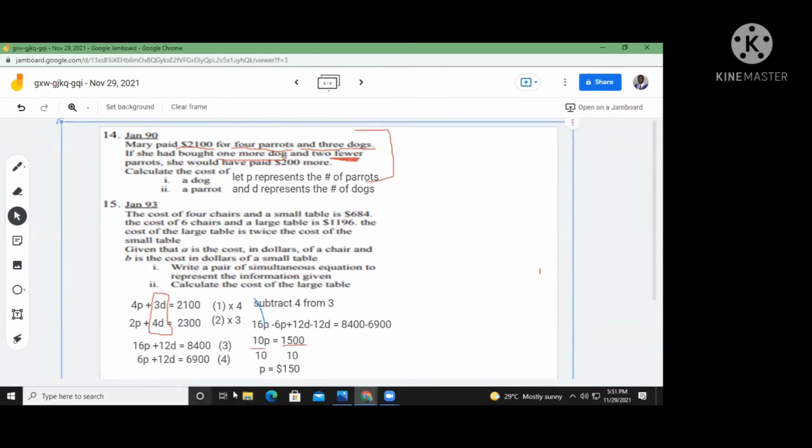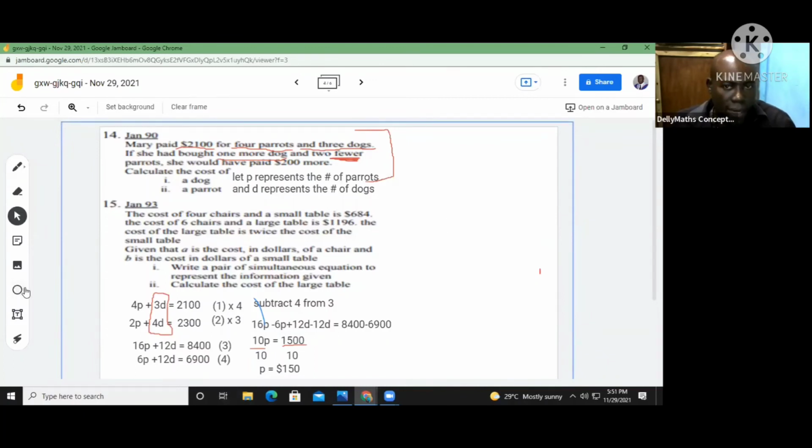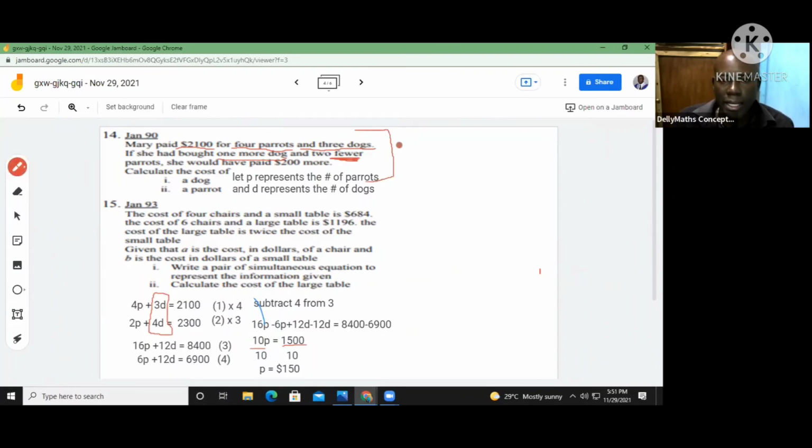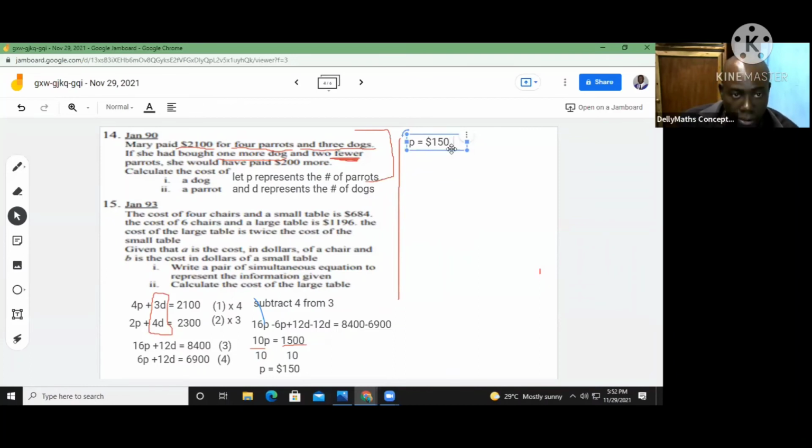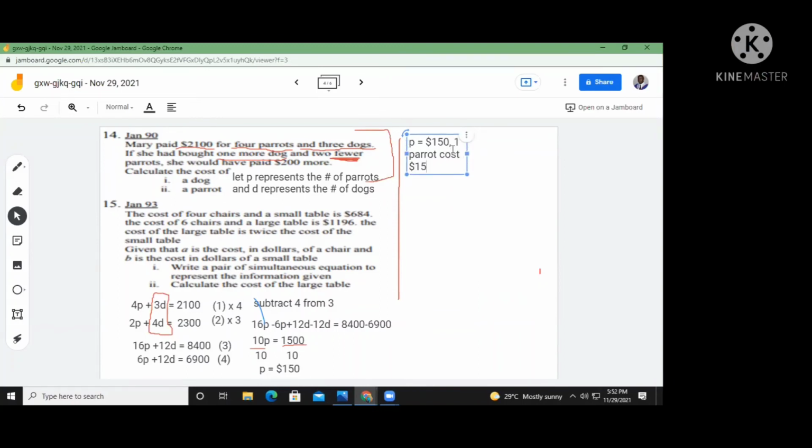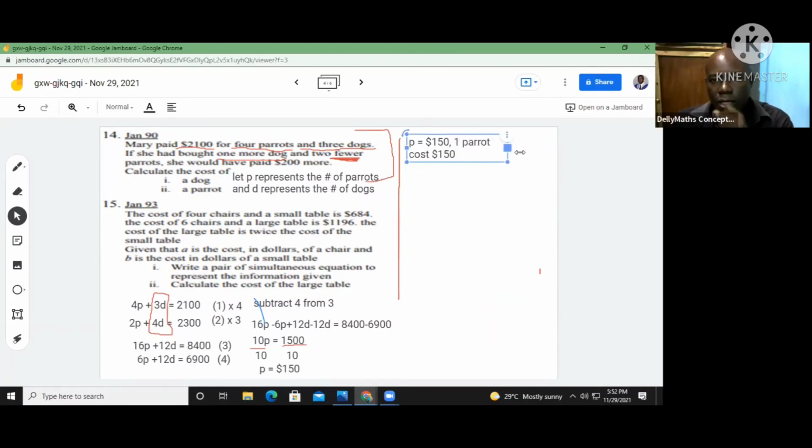All right, good. Now we're going to do the other piece up top here. Let me draw one little line up here. So we are aware that 1 parrot is... You can conclude that 1 parrot costs 150. That's your conclusion. You conclude 1 parrot costs that. All right, that's fine.